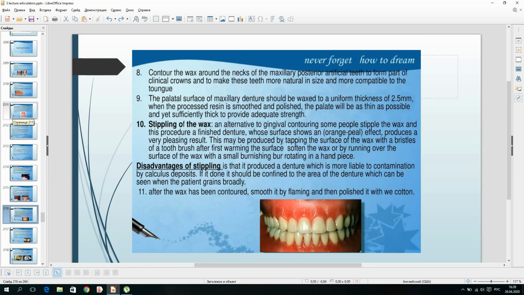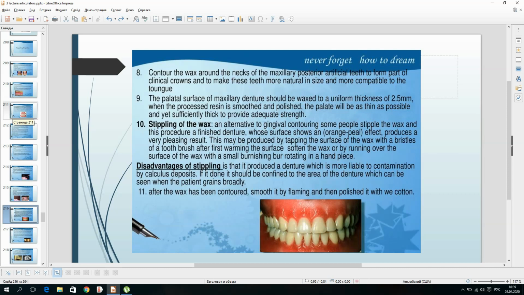Contour the wax around the necks of the maxillary posterior artificial teeth to form part of the clinical crowns and make these teeth more natural in size and more compatible to the tongue. The palatal surface of the maxillary denture should be waxed to a uniform thickness of 2.5 mm when the processed resin is smooth and polished. The palate will be as thin as possible and yet sufficiently thick to provide adequate strength.